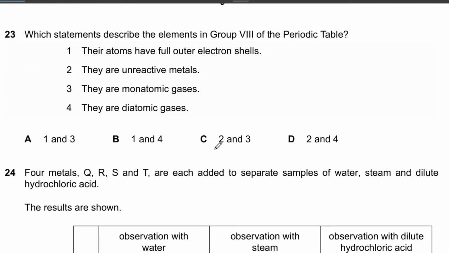Question 23. Which statement describes the elements in group 8 of the periodic table? Option 1. Their atoms have full outer electron shell. That is correct. They are reactive metals. That is wrong. They are unreactive, and they are not metals but non-metals. They are monoatomic gases. That is also correct. They are diatomic gases. That is wrong. So therefore, our answer is option A, 1 and 3.